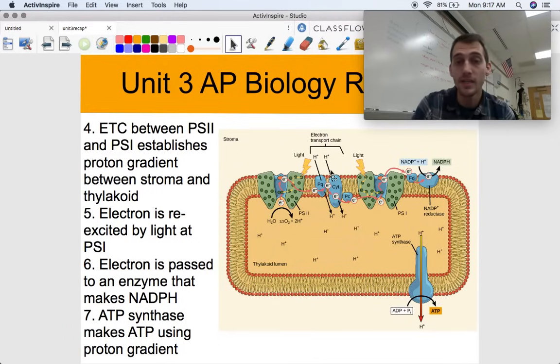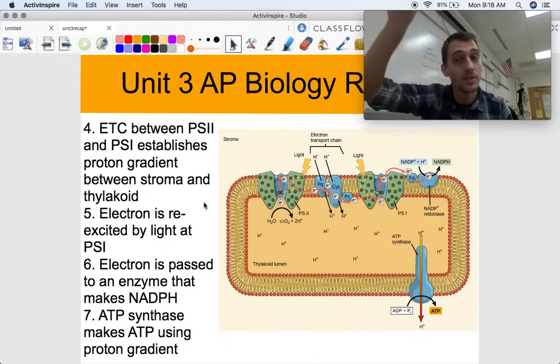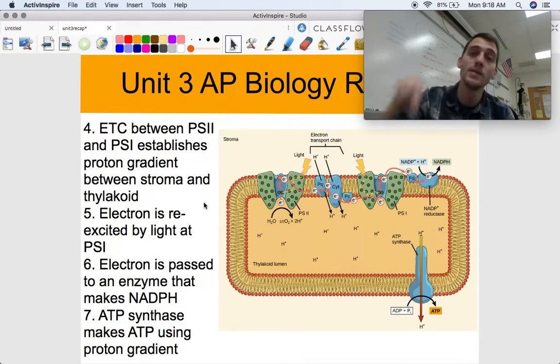And now, using the energy in that electron transport chain, it establishes what's called a proton gradient. It's a proton pump. Remember those from last unit too? Actively transporting, without ATP this time, hydrogen ions from one side of the membrane to the other. It's going to pump hydrogen ions into the thylakoid, establishing a proton gradient between the stroma and the thylakoid.